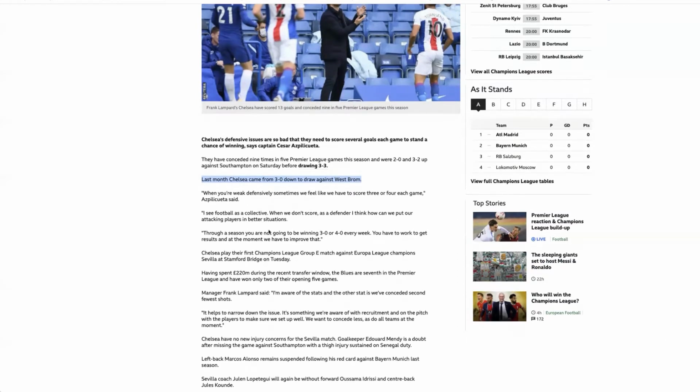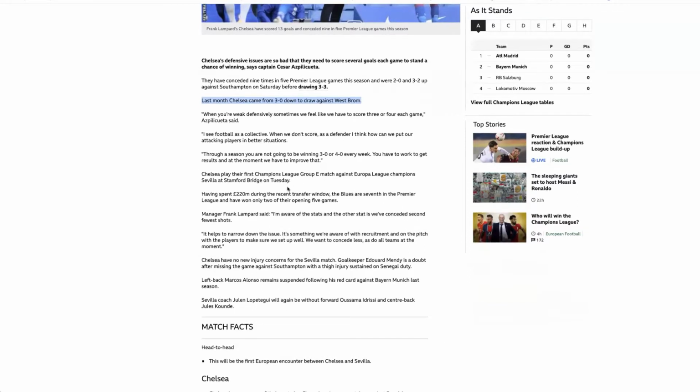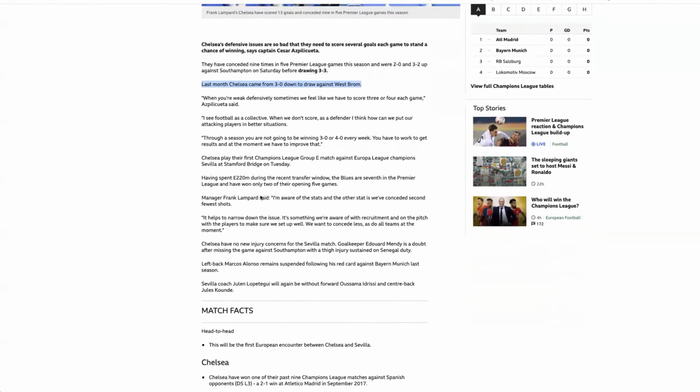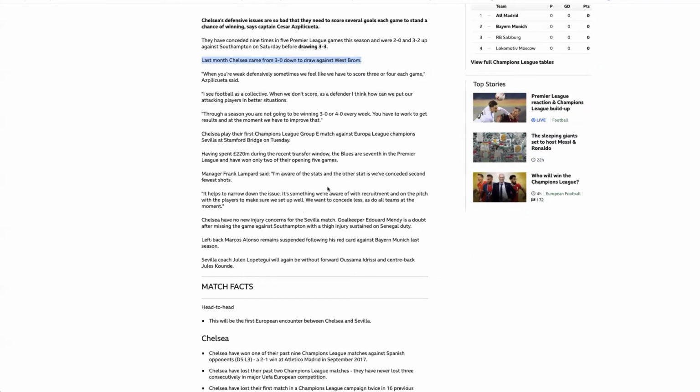So let's have a look what they're saying here. Through a season, you're not going to be winning 3 or 4-0 every week. Yeah, they play their first Champions League group match tonight. They've spent $220 million in the transfer window. Manager Frank Lampard: I'm aware of the stats, and the other stat is we've conceded second fewest shots. Well, that's interesting, how they've conceded so many goals. Maybe they need a new goalkeeper then, because I just don't rate that Kepa. He's just dire. He's got to go. And I think some of their defence, the days of John Terry and having Lampard in midfield are well gone.